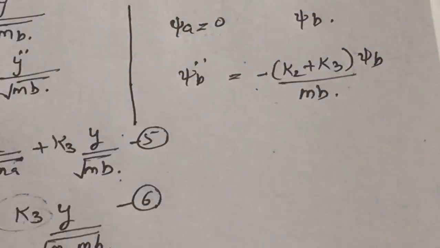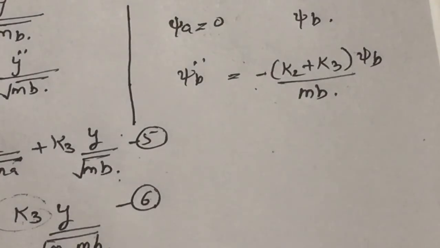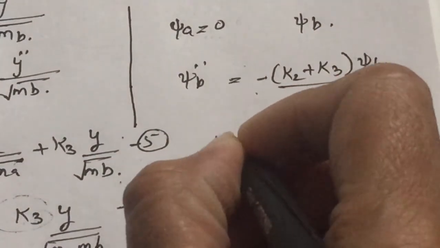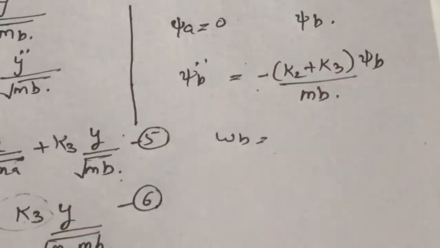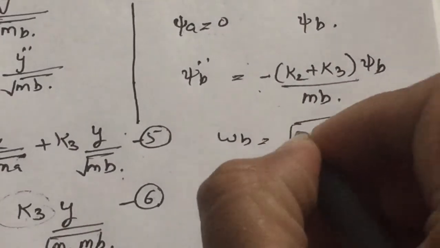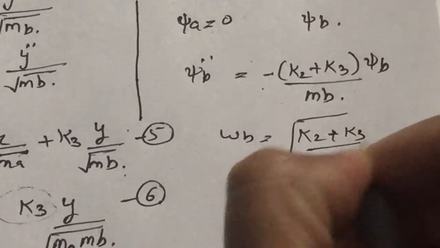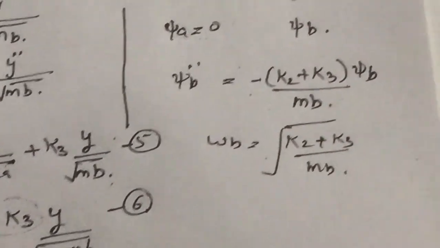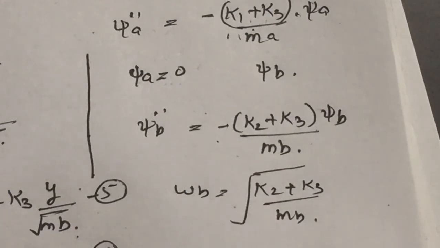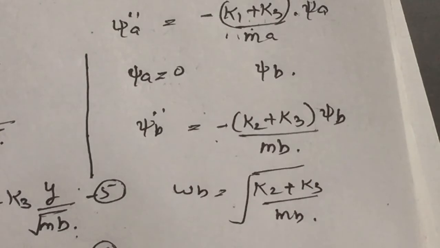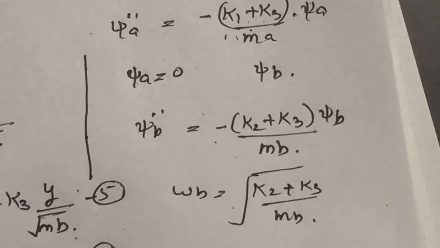So when the displacement of the first particle is 0 and the second particle is displaced by psi b, then the second particle will move with an angular frequency of under root k2 plus k3 divided by mb. Hence these are the two frequencies by which the particles move when one particle is at rest and the other is in motion.